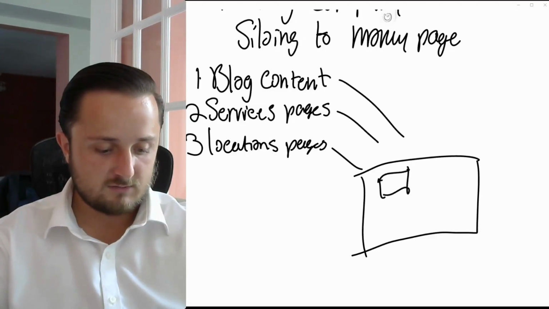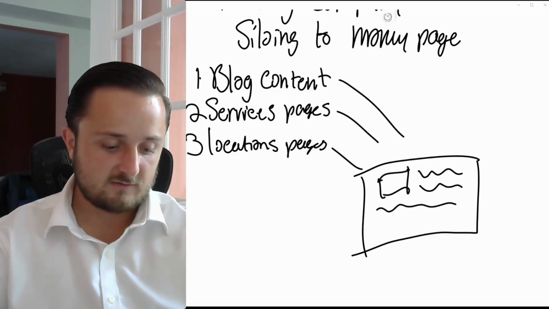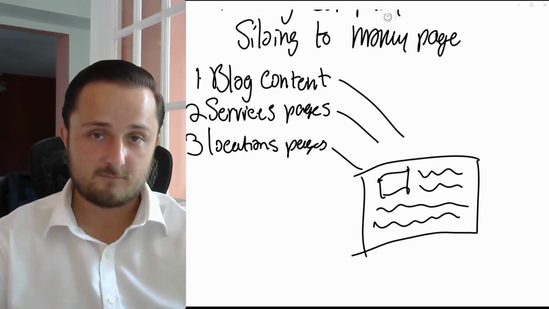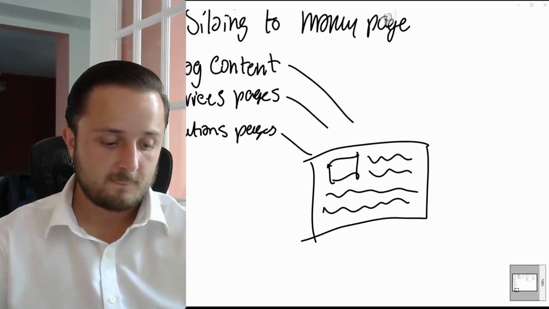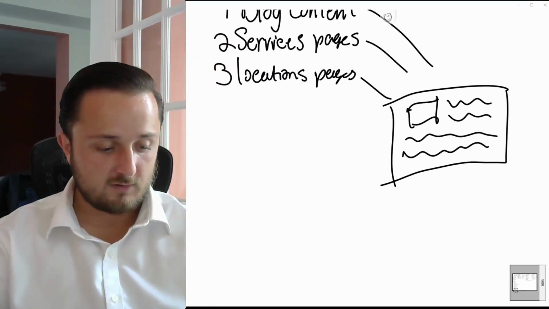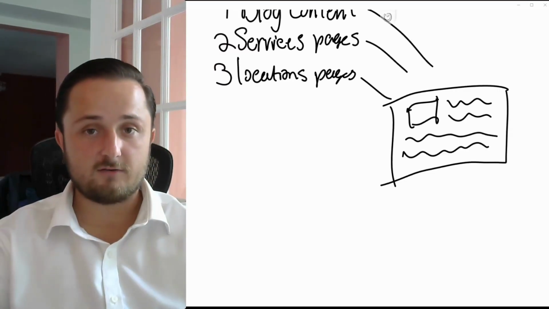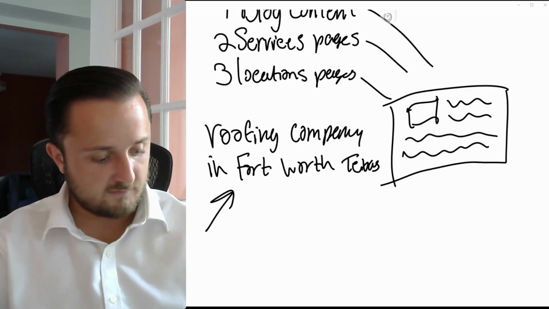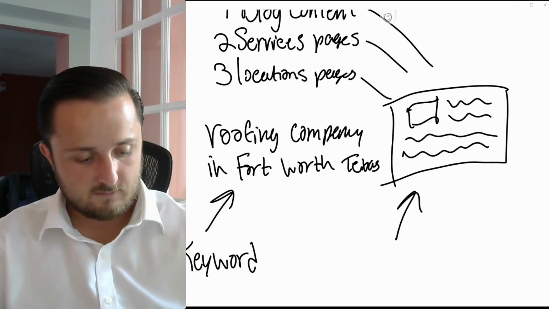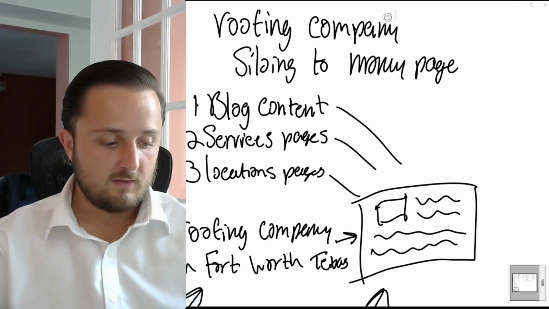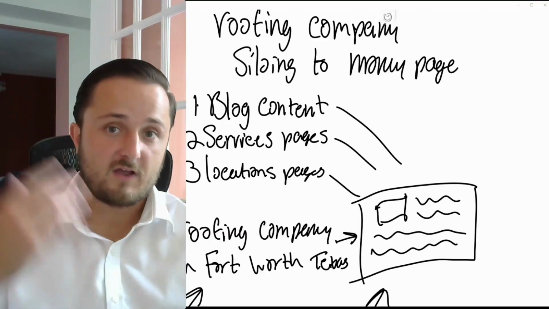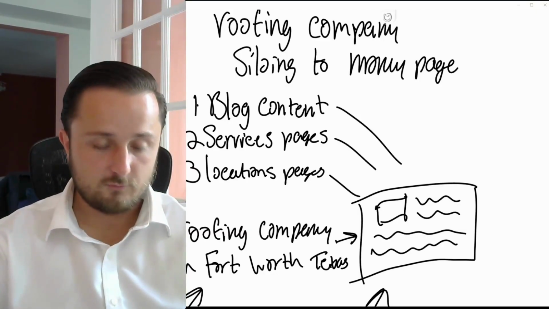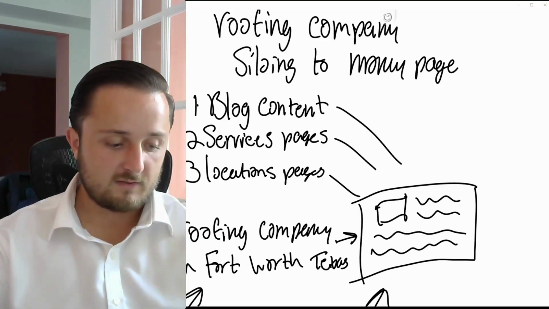Now, a money page is a page that is supposed to rank for a very specific keyword. So in this example, we're going to say that our money page is trying to rank for roofing company in Fort Worth, Texas. This is our keyword. This is our money page. So we are going to silo links to this page. What does that look like?